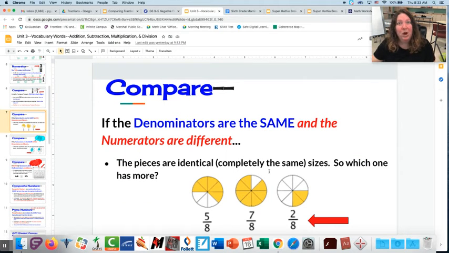All right. One strategy for comparing is to look at the denominators, the bottom numbers. If they're the same, if the bottom numbers are the same, it tells us they're both cut into the same size pieces.